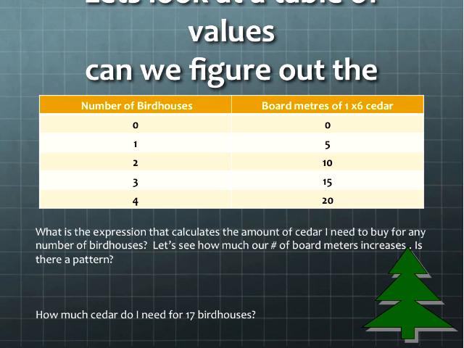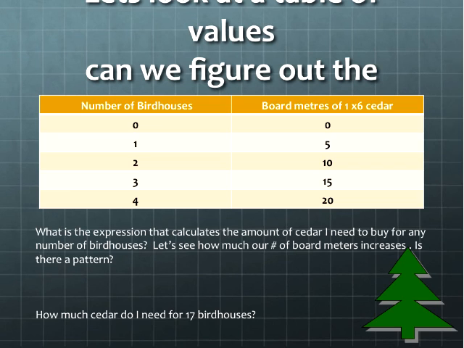Now, let's take a look at this table of values. Oh, I cut off my own PowerPoint. Okay, it says this is table of values. Can we figure out the table of values here? So if we have 0 birdhouses, if we're building birdhouses, we are going to need 0 board meters of 1 by 6 cedar. And I actually did this when I was doing birdhouses at Lockheed. All right, so if I'm building 1 birdhouse, I need how many board meters of cedar? Well, if we look at the chart, it says 5, right? 2 is 10, 3 is 15, and 4 is 20.